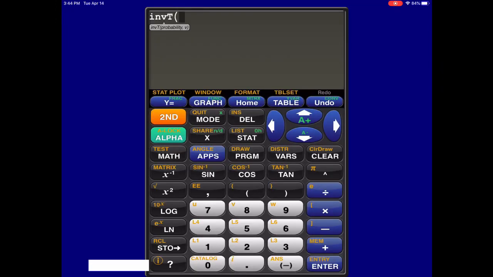So invert T, the first thing you want to plug in is the area to the left of alpha over 2. So that was 1 minus 0.025. Alpha is 5%, the significance level is 5%. So half of that is 2.5%. So we're going to look at the area to the left of that, and that is equivalent to 1 minus the area to the right. The area to the right is 2.5%. So 1 minus 0.025. And then type the degrees of freedom following. That is sample size, which is 12 minus 1. Okay. And that will give us the critical value, 2.201, rounded to three decimal places.